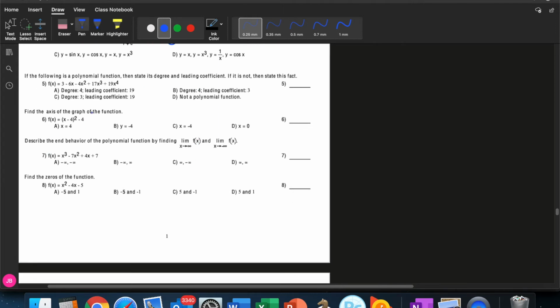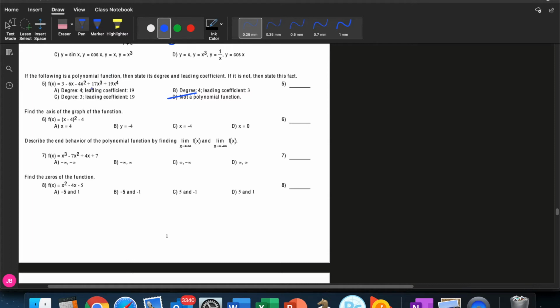Which of the following, if the following is a polynomial function, state its degree and leading coefficient. If not, then state this fact. Okay, so number 1, is it a polynomial function? I don't see any x's in its exponent. I don't see it being divided by anything. I see it in polynomial form, with a coefficient, the variable, and then raised to a power. So yes, this is a polynomial function for sure. So D is not going to be your answer.